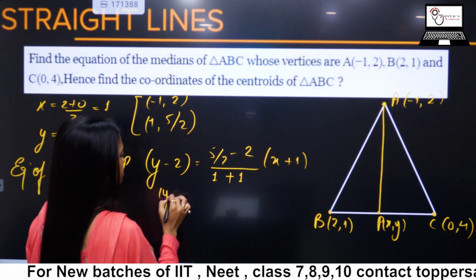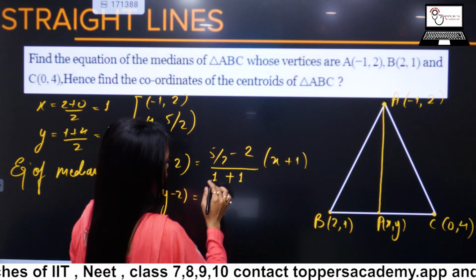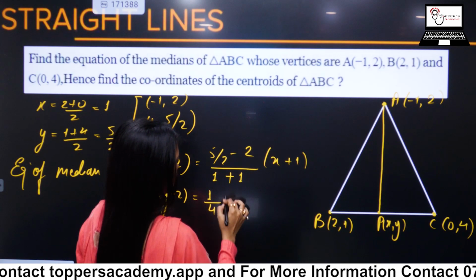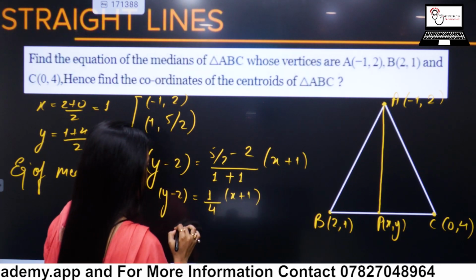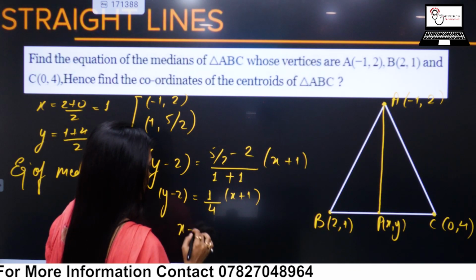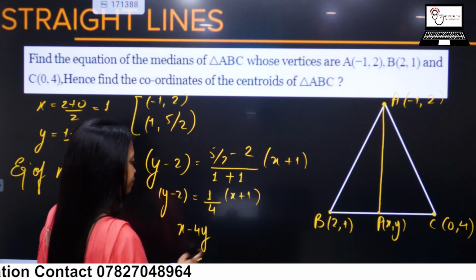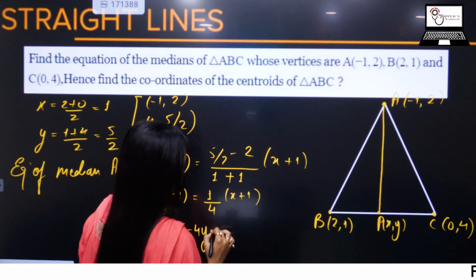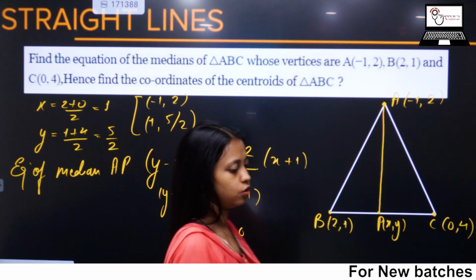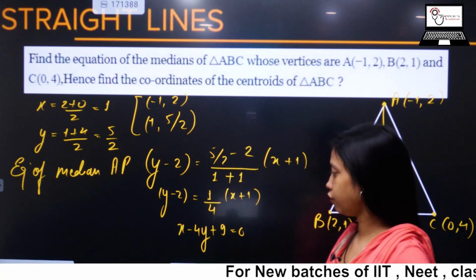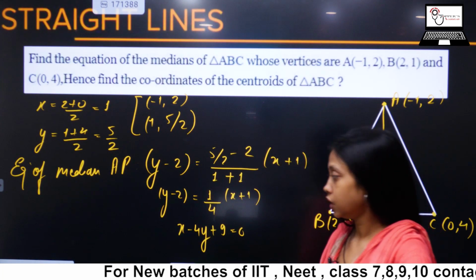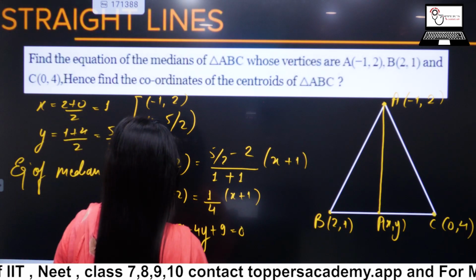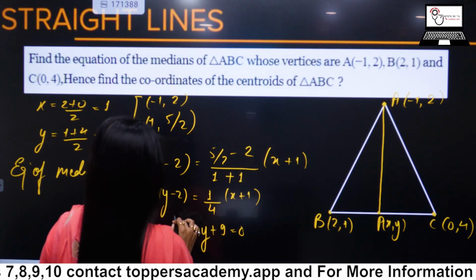So, this is y minus 2 is equal to 1 divided by 4, and then this is x plus 1. So, it is x minus 4y plus 9 equals 0. This is the equation of one of your medians. I will write the equation of the other 2 medians as well. This is the first one.